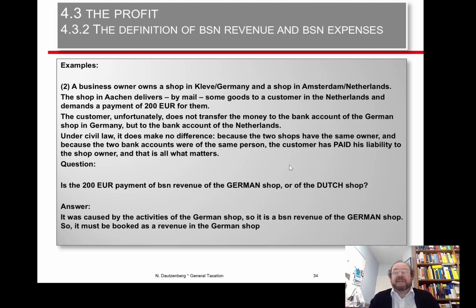And the answer is, well, a business revenue is a revenue caused by business. If you have two businesses, one in Germany and one in Amsterdam, then it's clear a business revenue is caused by the shop in Germany, so it is a business revenue in the shop in Germany, even if the money ended up elsewhere. The same, by the way, if you do something in your business and the customer pays to a private bank account of yours, it's nevertheless a business revenue.